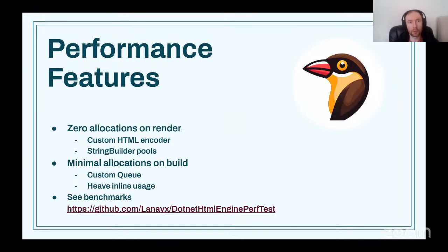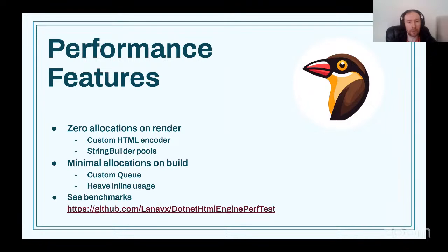And about performance features, why this view engine is quite fast is because it has 0 allocations on render. And it does so because it has custom HTML encoders. Whenever you use some non-ASCII encoding, normally you just write HtmlEncoder.Encode from built-in ASP.NET Core functionality, but it will allocate strings. Recently, the custom HTML encoder was added, so it encodes everything without allocations.